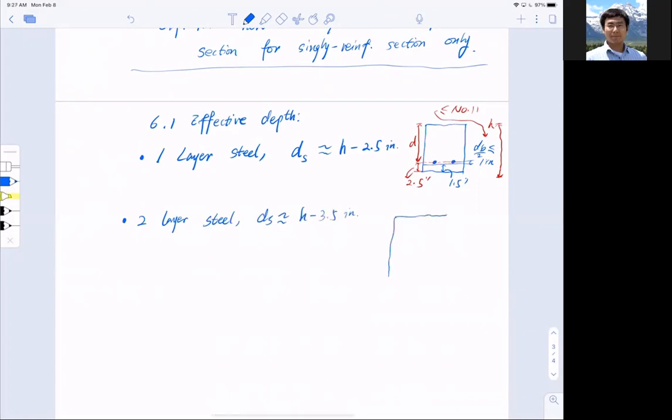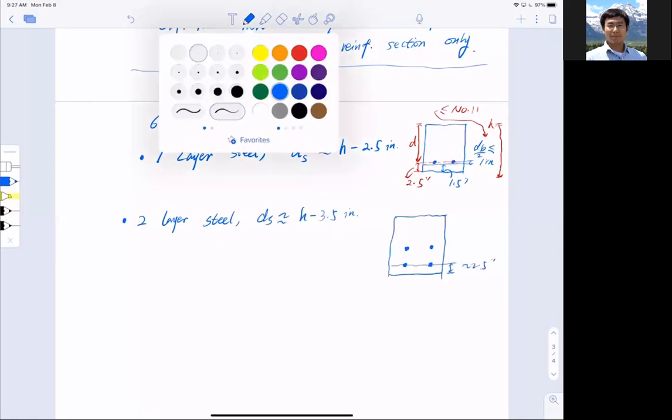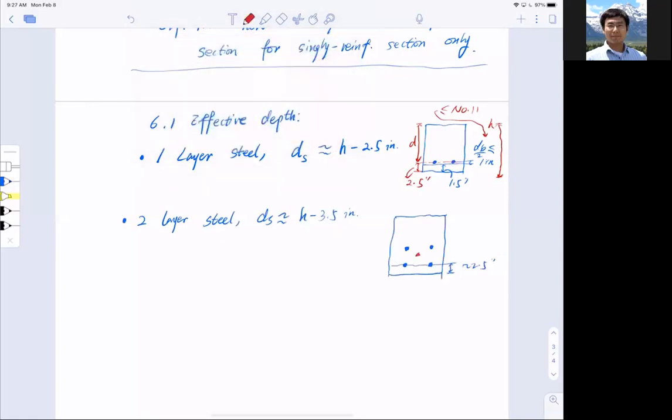So simply what we did is, if I have 2 layer reinforcement, assuming this is the bottom layer and I have a top layer, I already know this is about 2.5 inch. So I know the center of the group of bars is somewhere in between the first row and the second row, somewhere here. So I just say, let's add 1 more inch. Now the total distance would be 3.5 inch. So the depth, ds, is right here. So that's for 2 layer reinforcement.